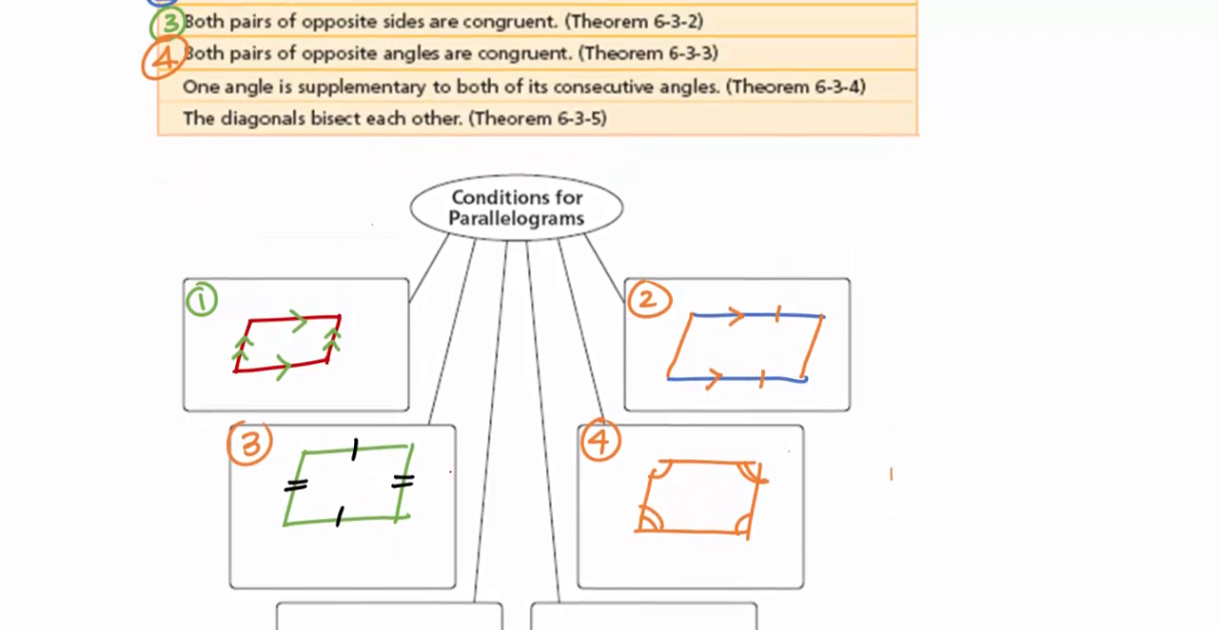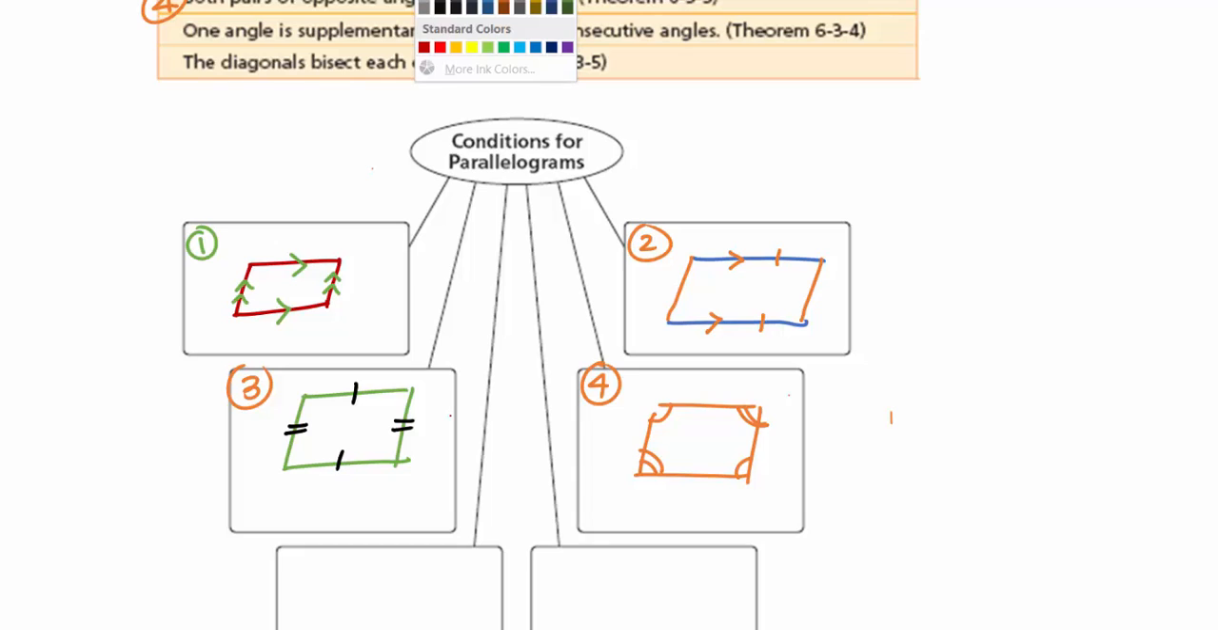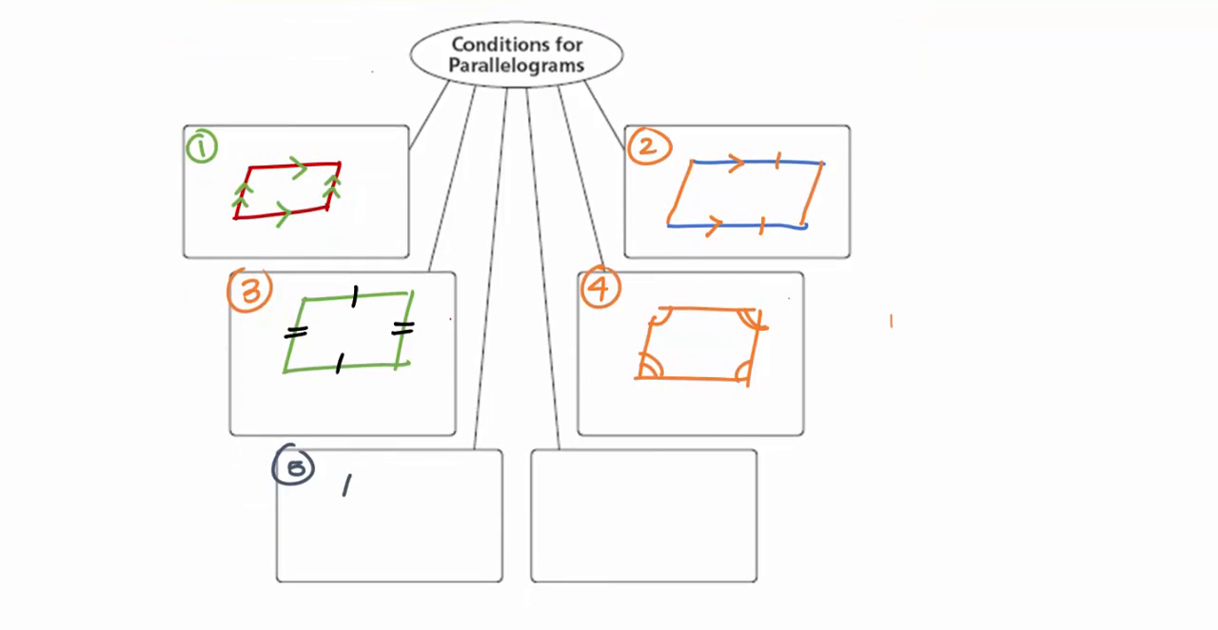If we slide on down, we got two more conditions that could be met. Number 5 says one angle is supplementary to both of its consecutive angles. So that means we have this shape again, quadrilateral. And if this is x, and this is 180 minus x, and so is this one, that means that both of these guys are supplementary. So when that happens, it has to be a parallelogram.